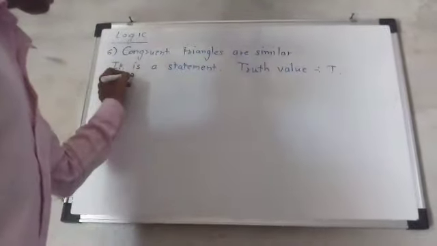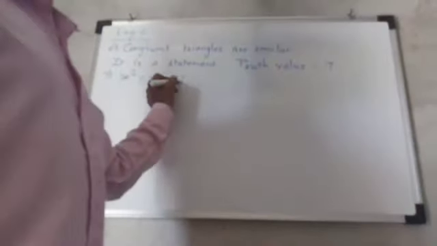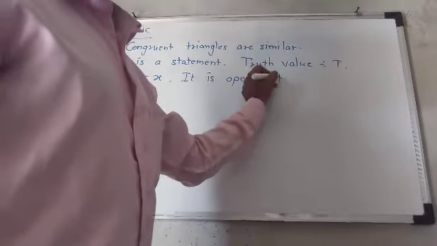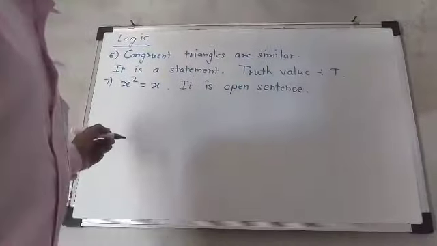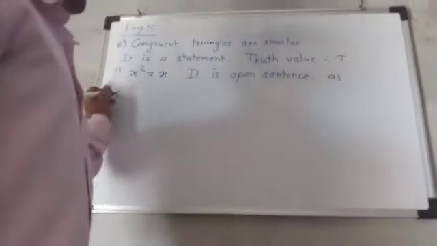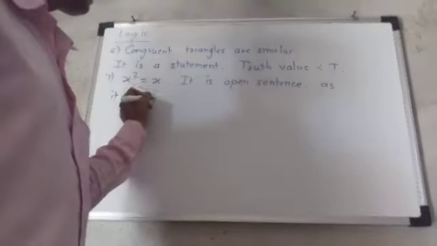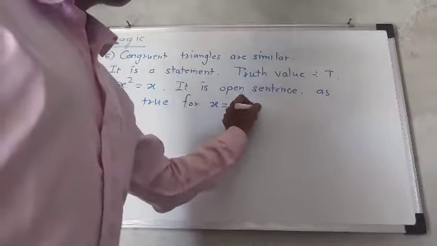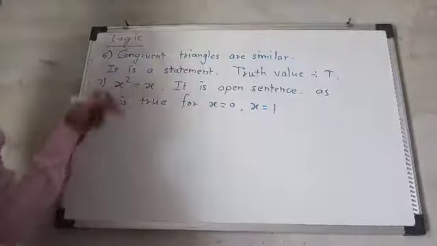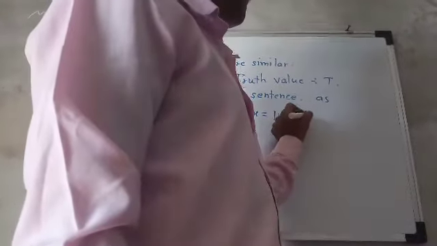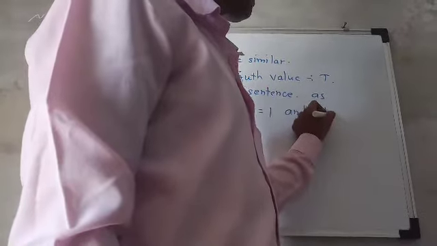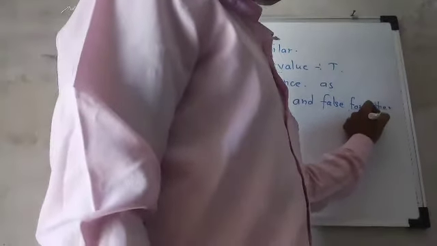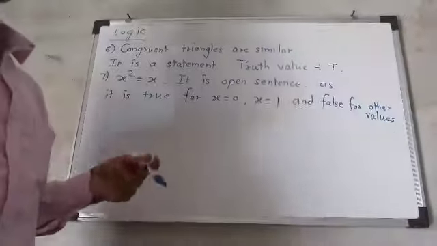Next one, x square is equal to x. It is open sentence, quadratic equation. It is open sentence as it is true for x is equal to 0, x is equal to 1, and false for other values.